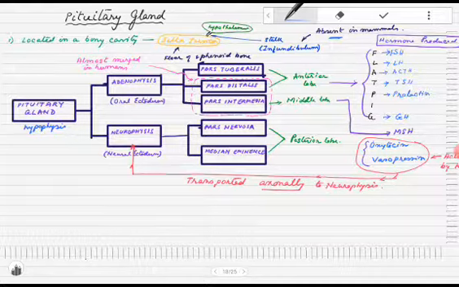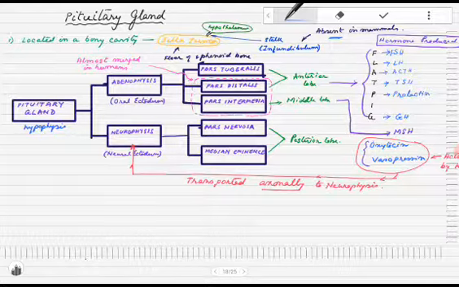Now, this adenohypophysis consists of about 75% of the pituitary gland, and it is highly cellular and vascular in structure. It consists of three portions: pars tuberalis, pars distalis, and pars intermedia. Now, two of these portions are almost merged in humans.